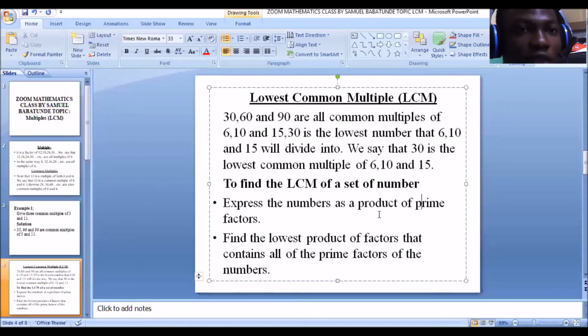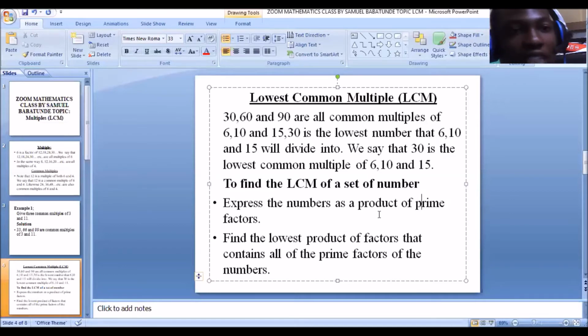The lowest prime number you have is 2, followed by 3, 5, 7, and so on. For you to express a number as a product of prime factors, you have to start from the lowest prime number, which is 2. So you check if this number is divisible by 2. If it is not divisible by 2, you move to the next prime number, which is 3. You check again if this number is divisible by 3. If it's not divisible by 3, you move to the next prime number, which is 5.